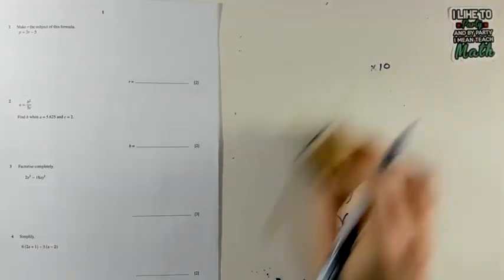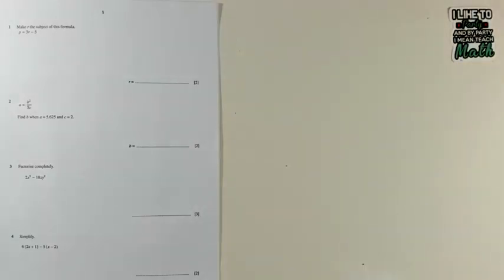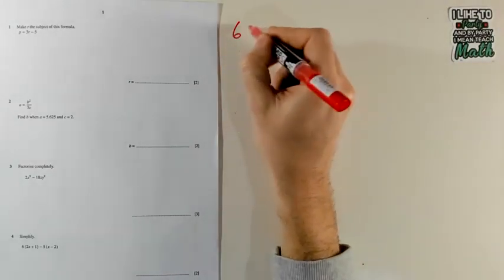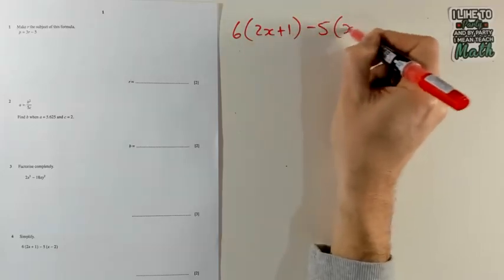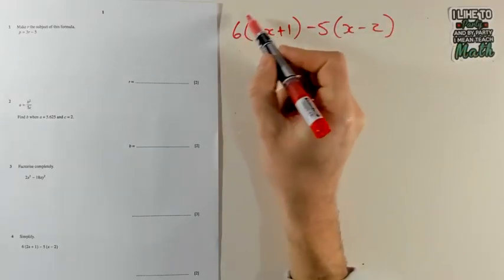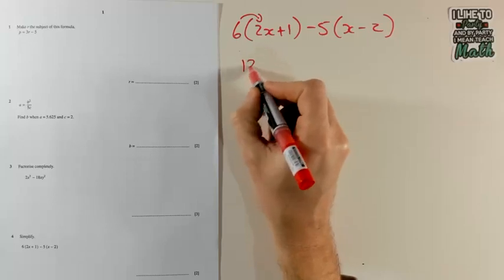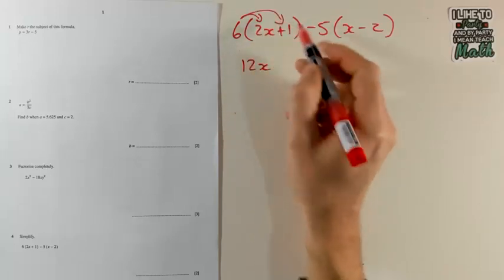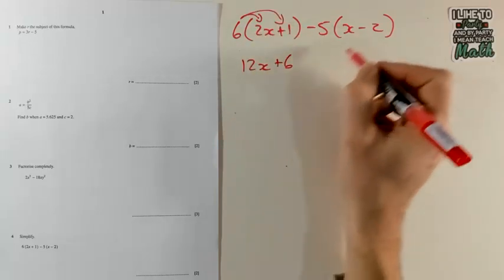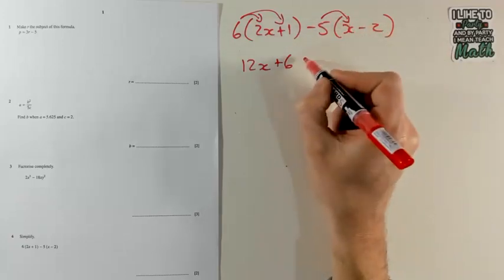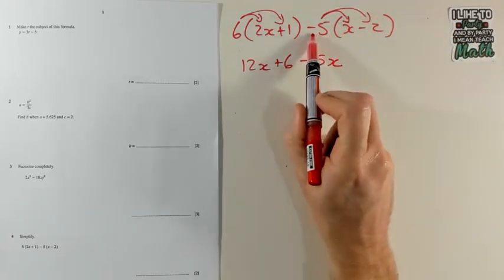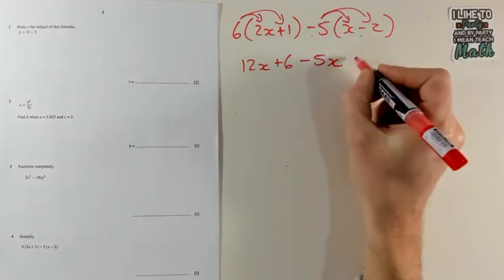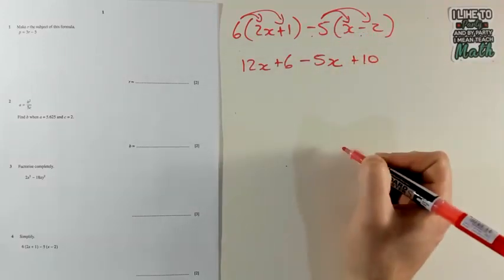Question 4, maybe do a different color for it, like a red. It's asking us to simplify the following: 6 times 2x plus 1 minus 5 times x minus 2. So we multiply the 6 with the 2x, so we get 12x, and 6 times the 1 is plus 6. Minus 5 times x. Everybody gets this correct, but the catch is knowing that the minus 5 is multiplied by minus 2, so then we have a plus 10 in this case.